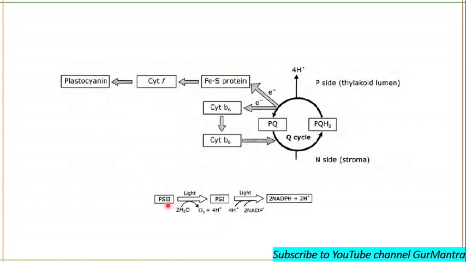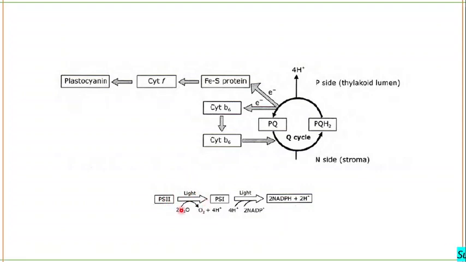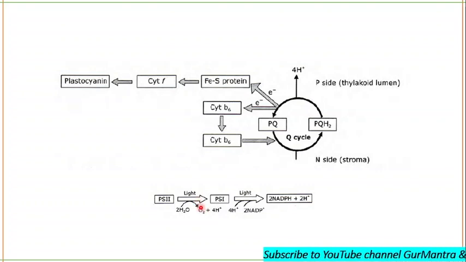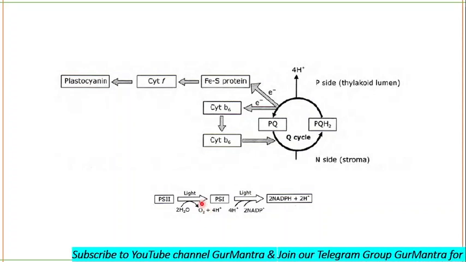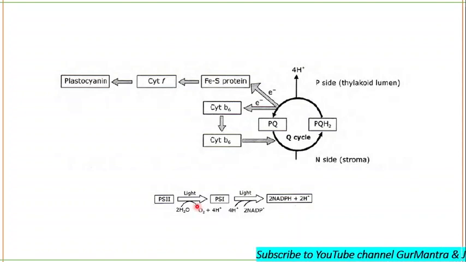P700, PS2, photosystem 2, light will be required, 8 photons will be absorbed. For the release of 1 oxygen molecule, there is a requirement of 8 photons. For the evolution of 1 oxygen molecule, actually we need 8 photons. So we conclude that 2 photons are required for the release of 1 electron.